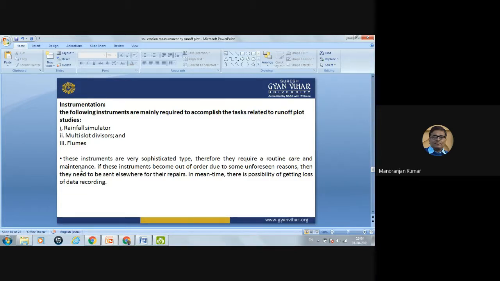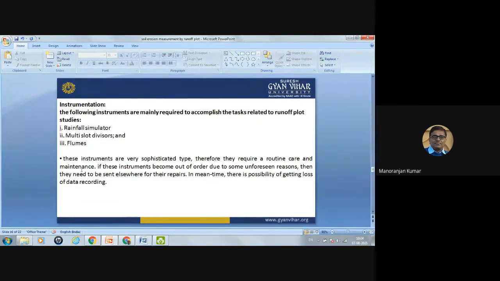What are those devices? Rainfall simulator. Second is multi-slot divisor, and third one is flume. Okay, so these are the three instruments which are used to calculate all the other tasks. These instruments are very sophisticated type. Therefore, they require routine care and maintenance.